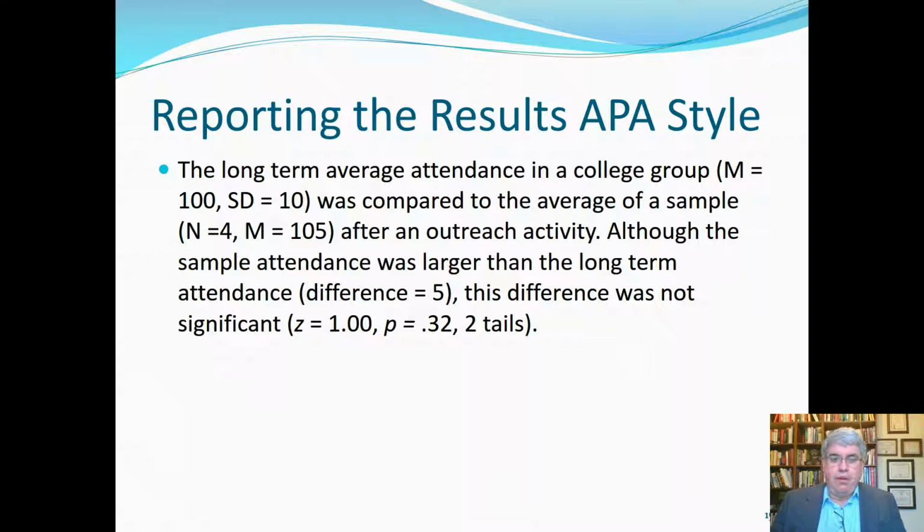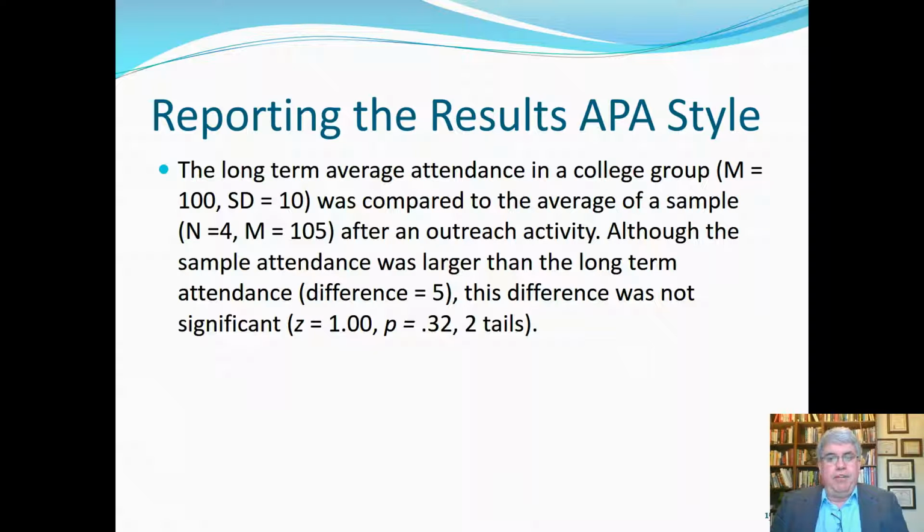results. What I wrote was that the long-term average attendance in a college group, and then I put M for mean equals 100 and standard deviation equals 10. Those are the standard APA abbreviations for the mean and standard deviation when you're talking about some variable. Notice that they don't need any subscripts, and they don't need any fancy character like X bar that is hard to prepare.